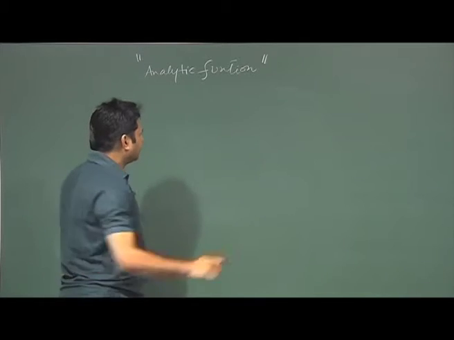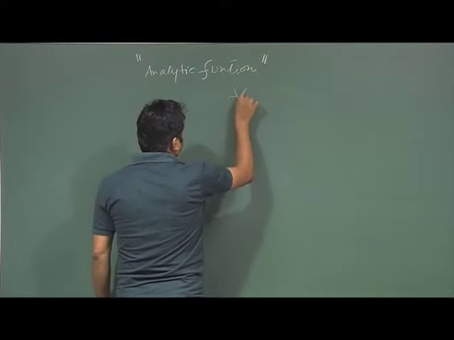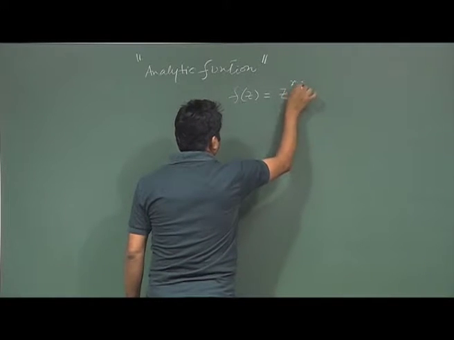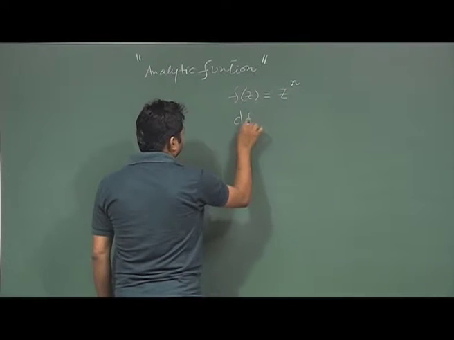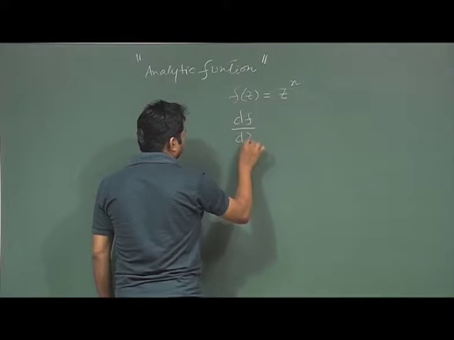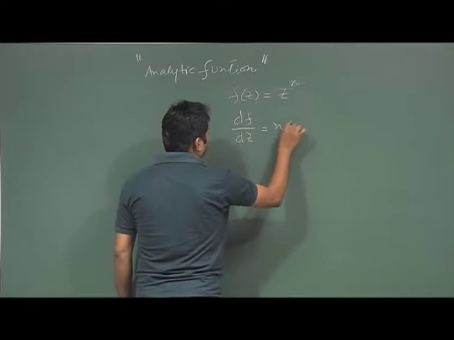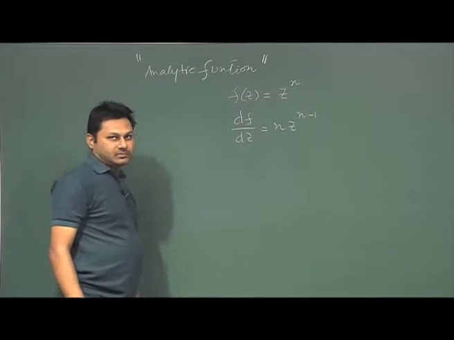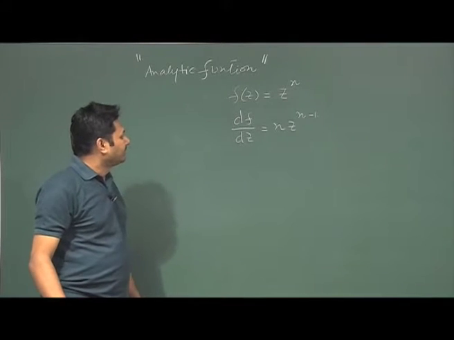So, let me just give you these things. Say if it is z to the power n, for example, df/dz is n z to the power n minus 1, as usual, the rule is as usual.